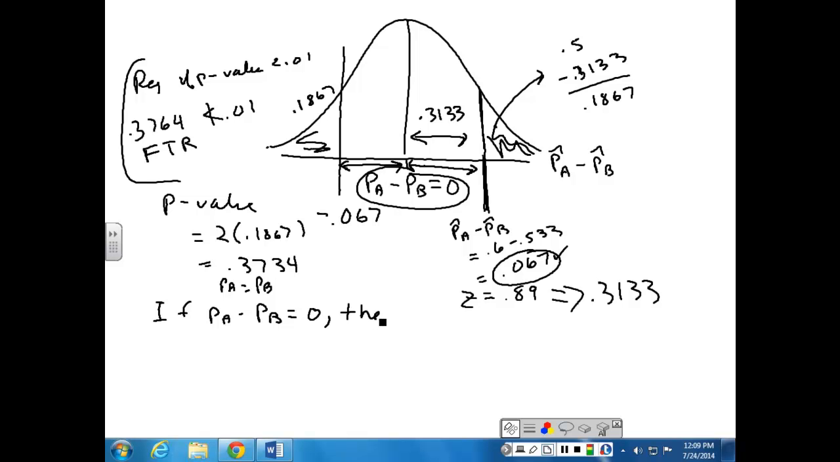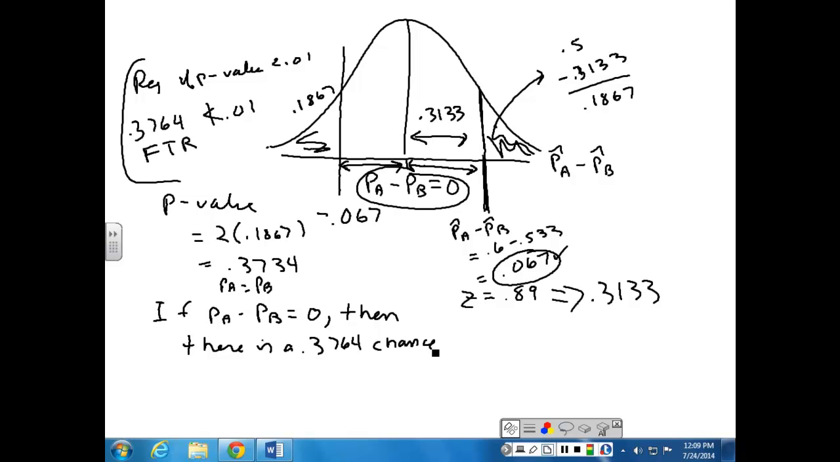Then there is a pretty large chance, a 0.3764 chance. In other words, if there's no difference, we'd get that far away from the center almost 38% of the time. We're certainly not going to reject any H0 if we would get the opposite 38% of the time, or if we're within sampling error 38% of the time.